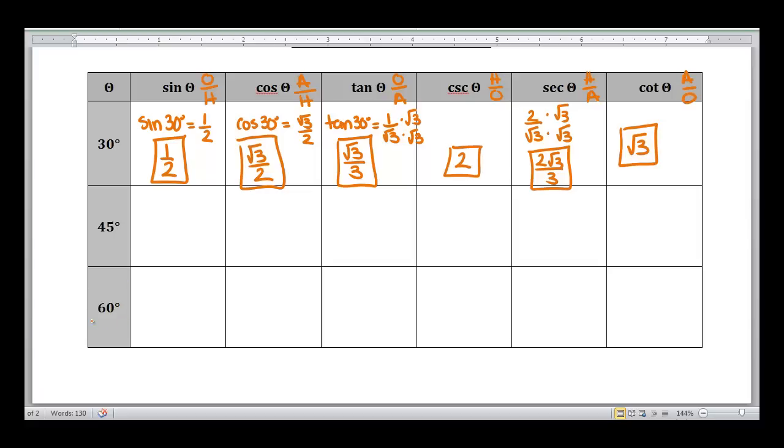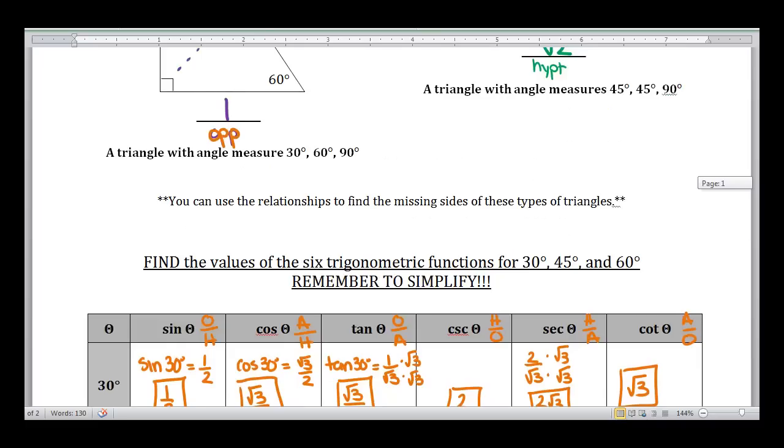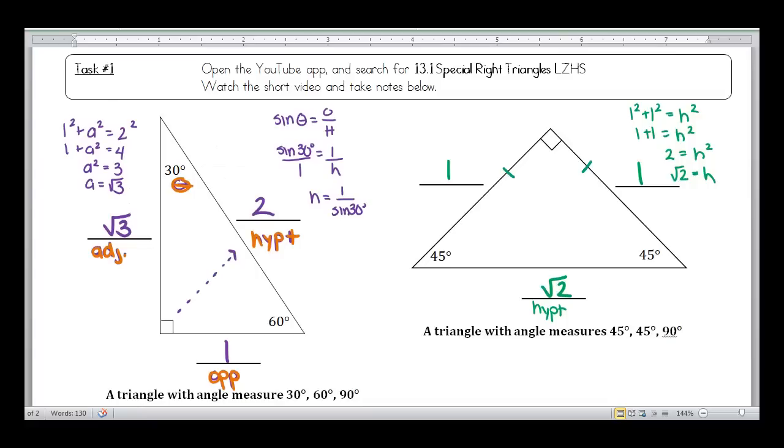Now, if I wanted to look at 60 degrees for each of the 3 functions, again, I want to go back to my 30, 60, 90 triangle, but now I want theta to be down here at 60. That means that now this would be the opposite side at root 3. The 1 would be the adjacent side. But notice the hypotenuse doesn't change. The hypotenuse is still going to be 2 because that's still the side opposite the right angle. So again, sine of 60 degrees is opposite over hypotenuse, root 3 over 2.